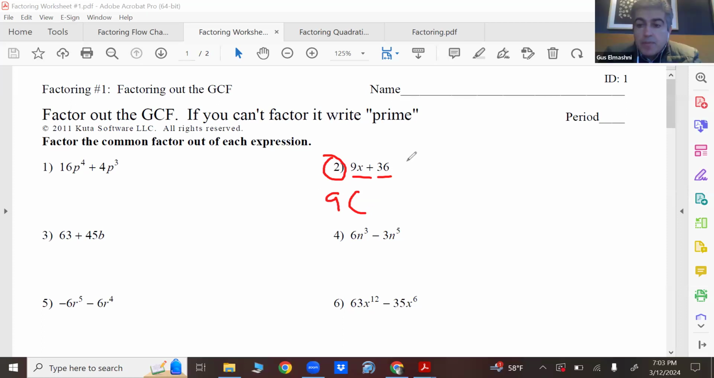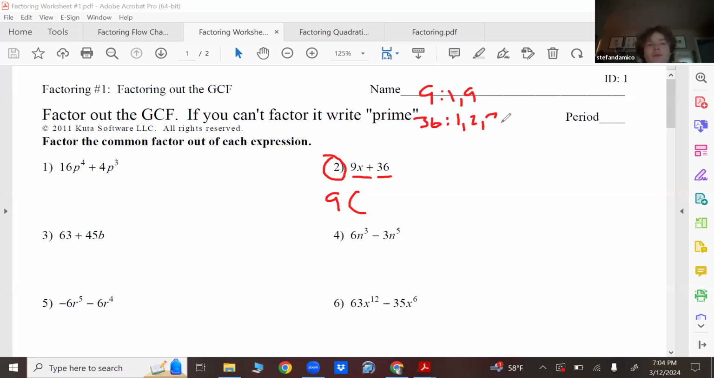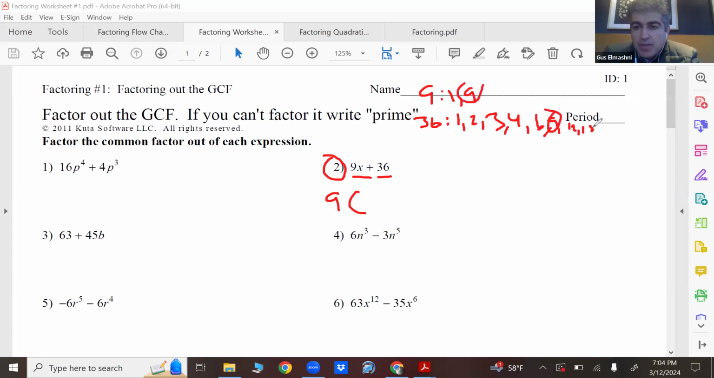What are the factors of 9? 1 and 9, right? What are the factors of 36? 1, 2, 3, 4, 6, 9, 12, 18, 36. You gotta pick the highest of them all, which is 9. So you have 9 times x plus 4.